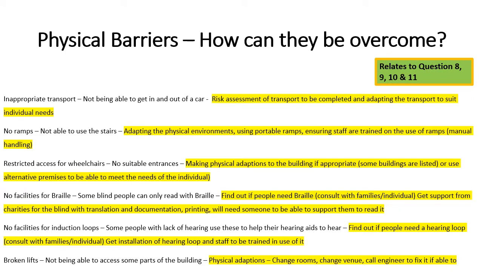Okay, so this slide gives some examples of how some of the barriers can be overcome. So inappropriate transport, so not being able to get in and out of a car. Risk assessments need to be done. A risk assessment of the transport would need to be completed and adapted to suit the individual needs for that trip or that appointment of where that person needs to go.